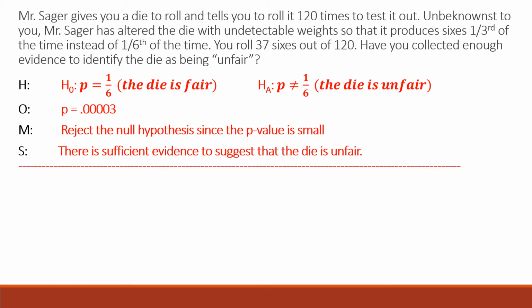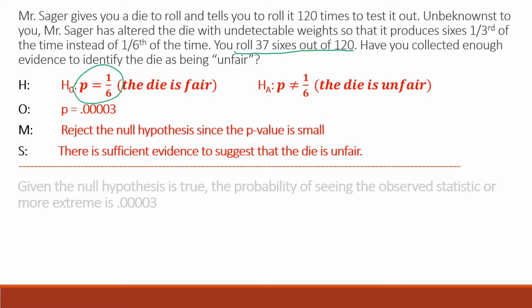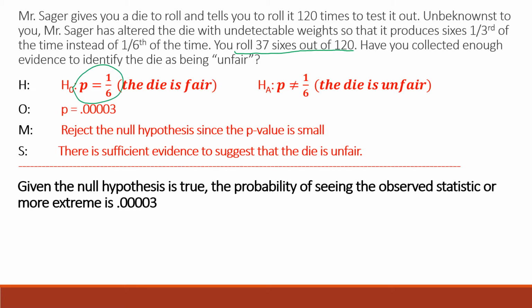Our p-value is 0.00003, and it's telling us the probability of seeing what we saw in our sample, namely that we roll 37 sixes out of 120, if the null hypothesis is true. This is a conditional probability. Out of context, we can interpret it as, given the null hypothesis is true, the probability of seeing the observed statistic or more extreme is 0.00003.